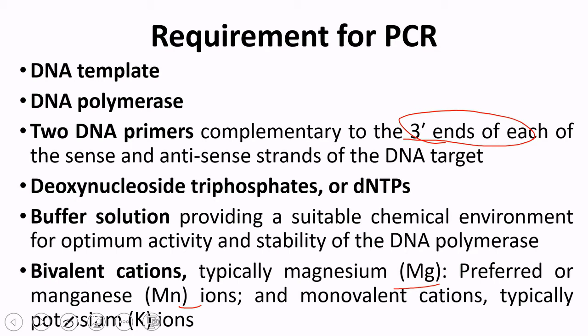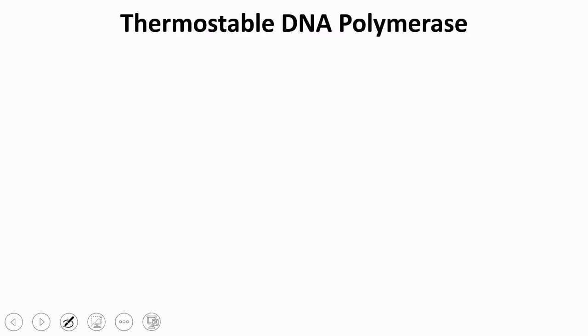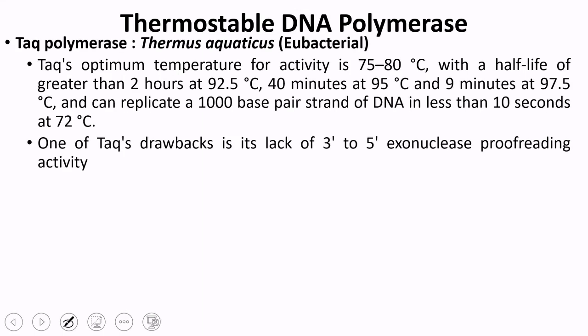If you don't have these, you can use a monovalent cation also, typically potassium. So either magnesium, which is preferred, or otherwise you can use manganese or potassium. Now, regarding thermostable DNA polymerase, different types of polymerase have been discovered. Here we are going to see four different types of DNA polymerase which are used nowadays in PCRs, and some have advantages, some have disadvantages.